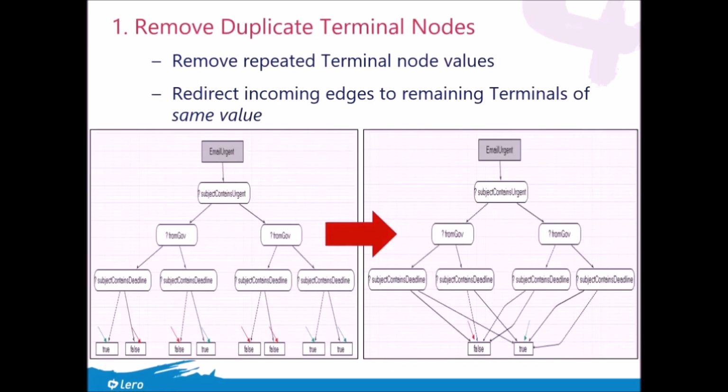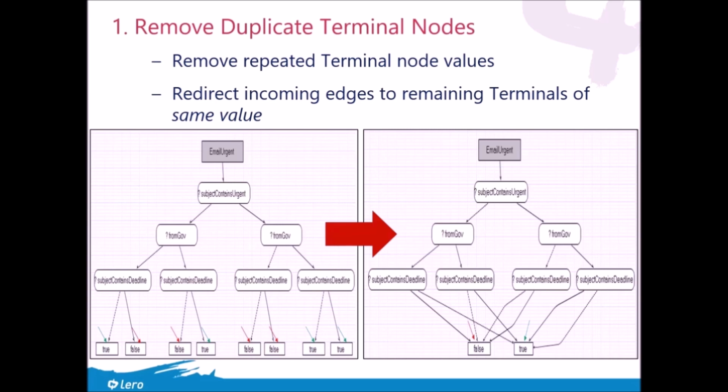So step 1 of our reduction process is to remove duplicate terminal nodes. This involves removing repeated terminal node values and redirecting incoming edges to the remaining terminals of the same value. So what does this mean? As you can see from our binary decision tree, we have a true, false, another true, false, false, true, true. You can see that we have 1, 2, 3, 4 true terminal nodes, and we also have 1, 2, 3, 4 false nodes.